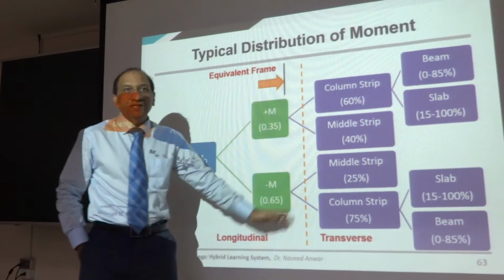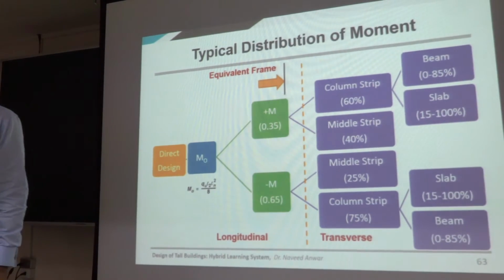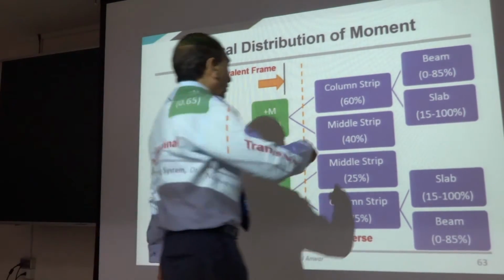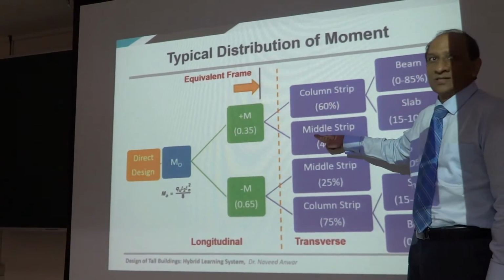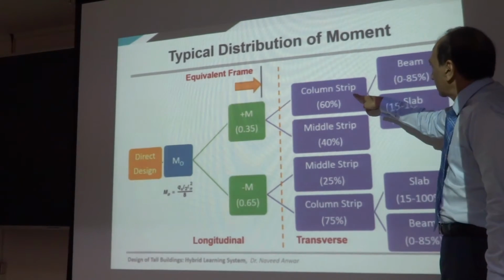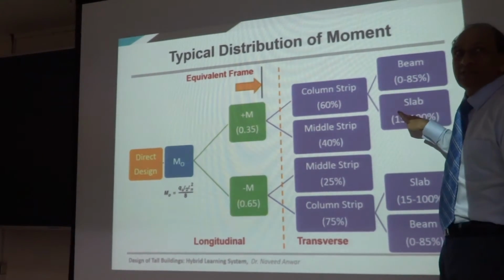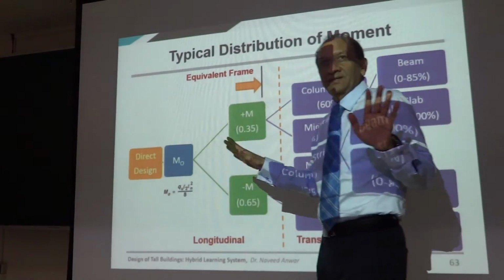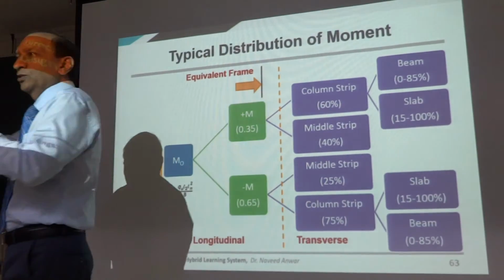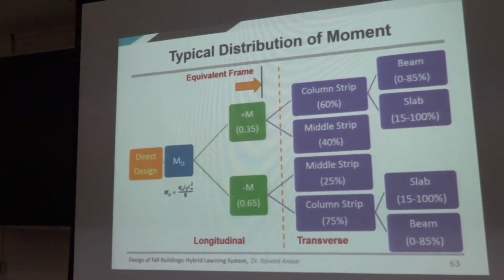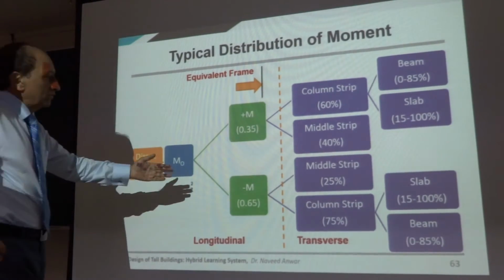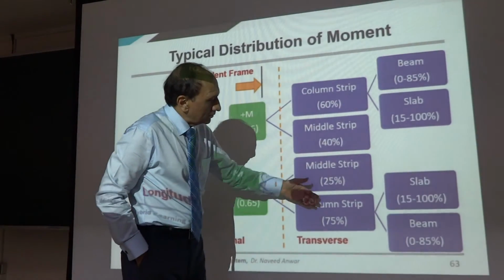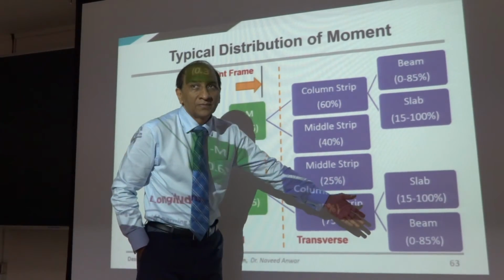Then after we get the negative and positive moment in the frame, we say now part of that positive moment will go to column strip, part of that will go to middle strip. And part of the column strip will go to beam, part of that will go to slab. So everything is complete. It's like you get some fund and you have many people there and you distribute them according to their needs. Right? As simple as that. So the same thing happens with negative moment: middle strip, column strip, slab and beam.